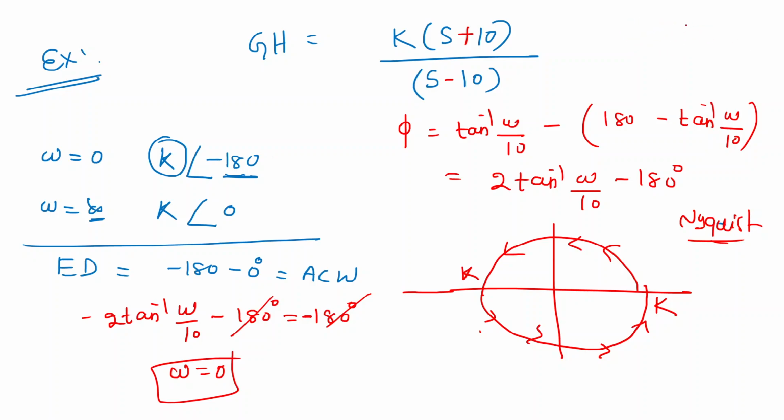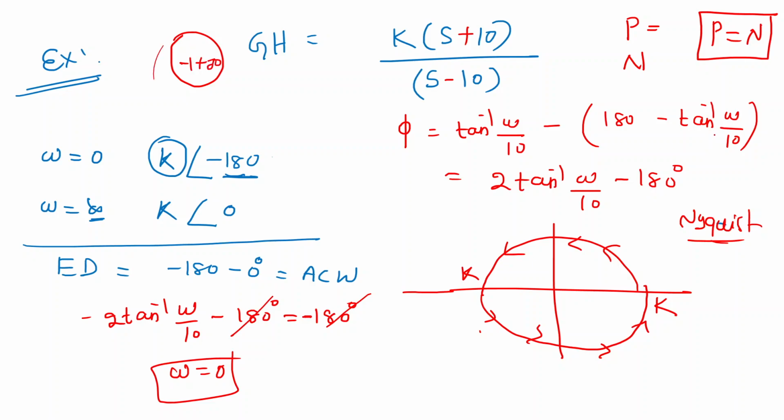Just remember, I'm denoting the number of right hand side poles as P, and the number of encirclements as N. For system stability, P has to be equal to N. The number of right hand poles equals the number of encirclements, and encirclement just means a circle about the minus 1 plus j0 point.